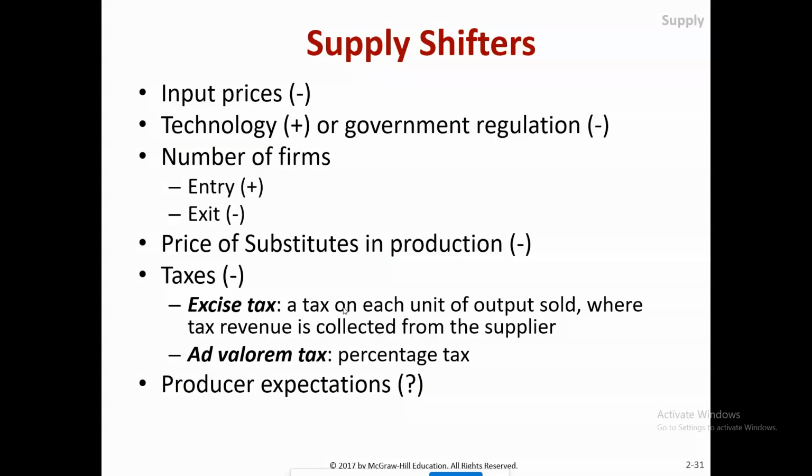And lastly, producers' expectation is a more complicated situation. Please check the video on supply. I have a detailed discussion about that part.